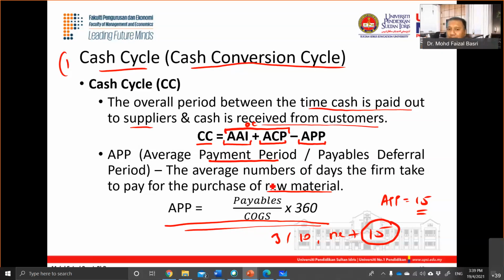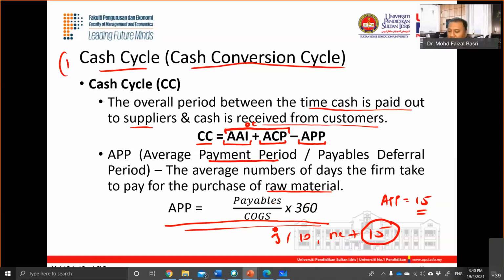For ACP, this is collection from your customer. Again, when we talk about collection, we want it to be as fast as possible. So for ACP, our strategy is to collect from customers as soon as possible, or as short as possible. And for APP, the strategy would be to delay the payment as late as possible, so our APP is as long as possible.